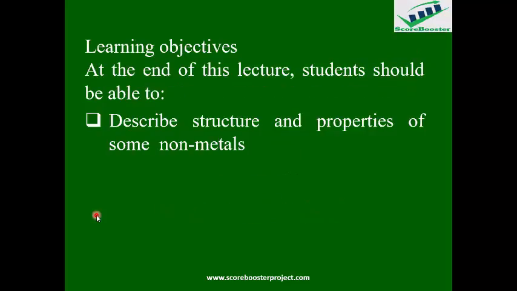So at the end of today's class, our aim is just one. We should be able to describe structures and properties of some nonmetals, although as we are going to learn later, nonmetals do not have a well-defined structure like we have in metals. So that is why we say structure and properties of some nonmetals. As we go on through the course, we are going to talk about each of these nonmetals in detail. That is when we'll be able to describe the structure and properties of each of them in detail.